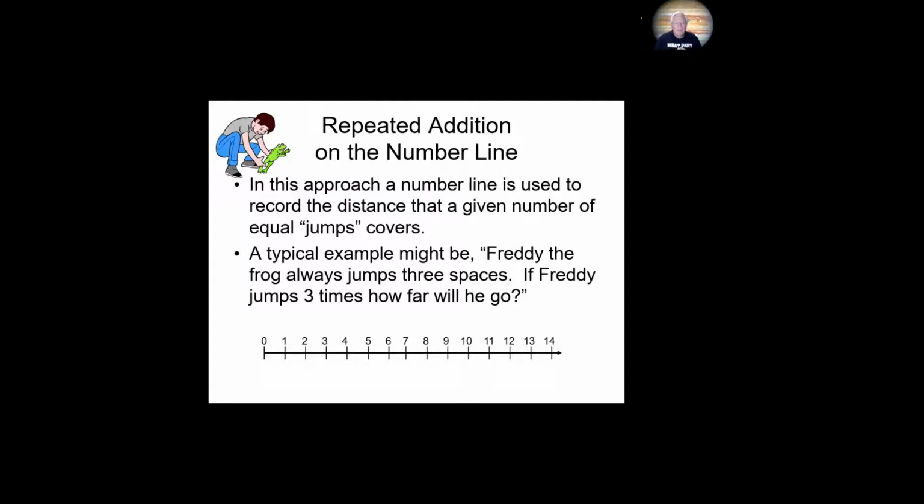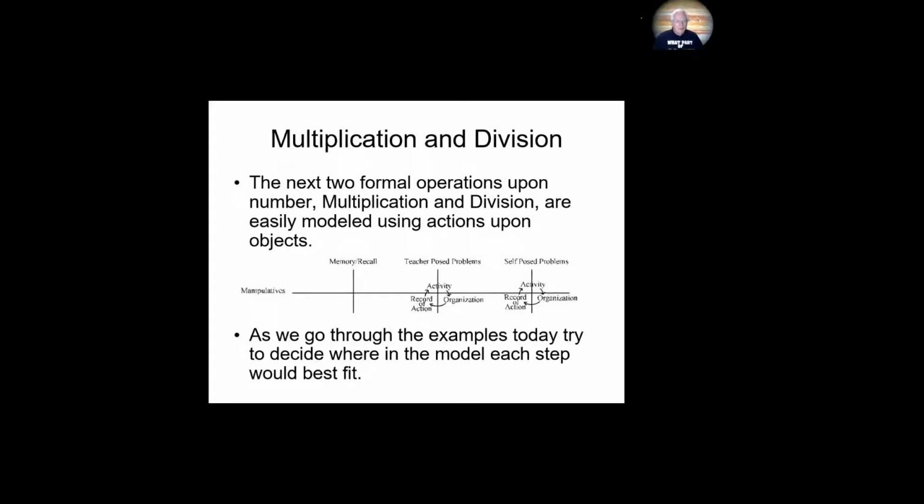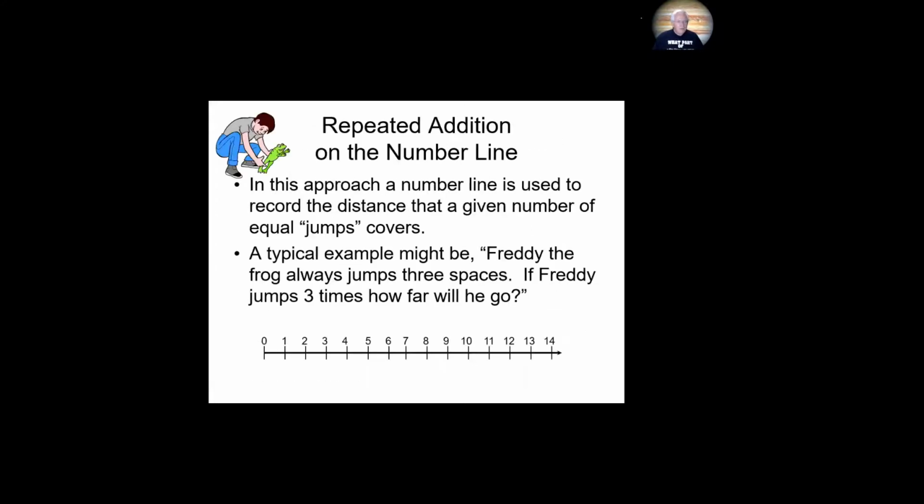Way back in the STEP days, which came before the TOSS, which came before the STAR, I mean, this is several state tests back, there was a problem about Freddy the Frog, and it said Freddy the Frog always jumps 3 spaces. If Freddy jumps 3 times, how far will he go? And what's interesting to me is here it is almost 30 years later, and we still see Freddy the Frog-like problems show up in curriculum, and show up in teachers' guides, and show up in a lot of the district in-services that you'll see. So let's go ahead and let's build Freddy the Frog here and take a look at what's happening.